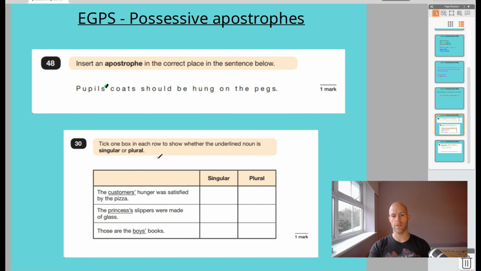Question says, tick one box in each row to show whether the underlined noun is singular or plural. Now we can easily do this because we just look back from the apostrophe. So here we go. The customers' hunger was satisfied by the pizza. We look back from the apostrophe. Multiple customers, multiple is plural. The princess's slippers were made of glass. Singular, because we look back from the apostrophe and it's princess, which is a singular person. Those are the boys' books. Look back from the apostrophe. Multiple boys, plural.